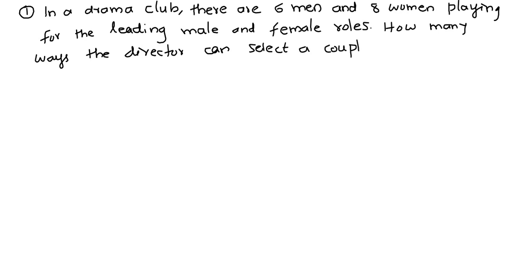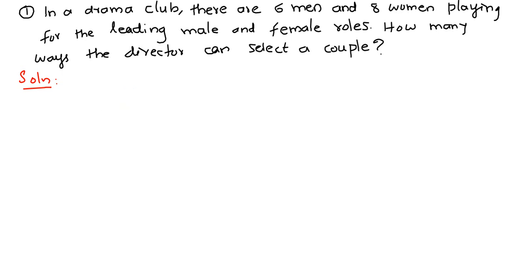There are 8 women and 6 men. How many ways can a director select a couple? That is, we want to choose 2, one is a man and the other is a woman. Then how many possible selections are there? By the rule of product, there are 6 into 8, 48 possible selections. That is the answer.